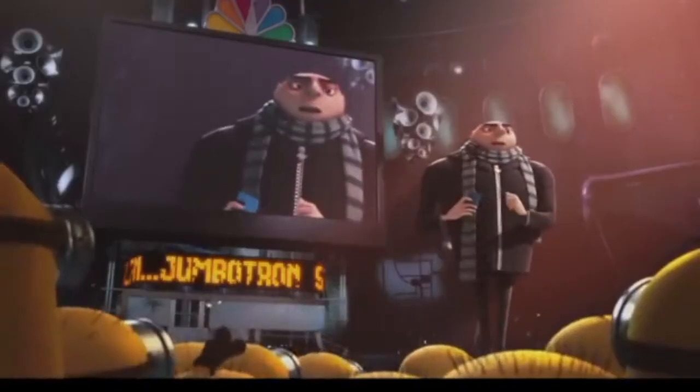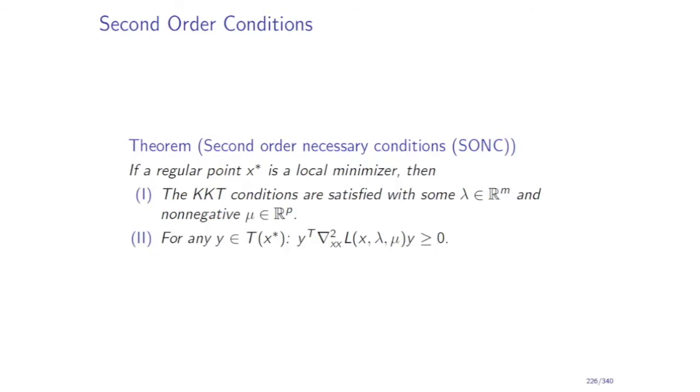But that's not all. For the second order sufficient conditions, you would probably expect a greater than 0 sign here, right? And if for any y in T of x star, this product is greater than 0, then x star is a strict local minimizer. However, in this case, this logic doesn't work directly, okay?